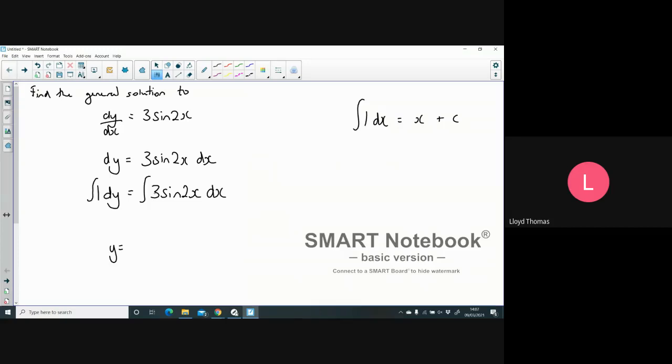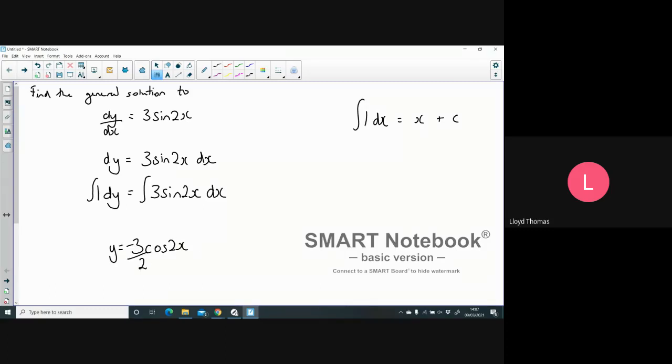On the other side, we're going to integrate with respect to x, because that has a dx on the end, and the equation here involves the letter x. So we could take the 3 outside like that, and then integrate whatever's inside. So the integral of sine 2x, well, the integral of sine is minus cos, so that's minus cos 2x, but we also need to divide by 2, because there's a 2 there.